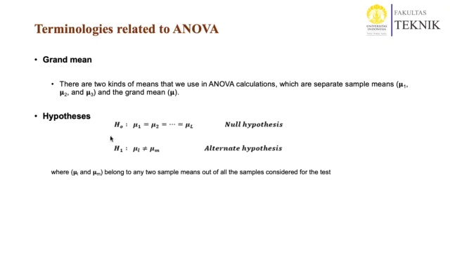Here you have the representation of the null hypothesis and alternate hypothesis, where mu L and mu M belong to any two sample means out of all the samples considered for the test. In other words, the null hypothesis states that all the sample means are equal, or the factor did not have any significant effect on the result, whereas the alternate hypothesis states that at least one of the sample means is different from the other means. So we have varied means, but we still can't tell which one specifically. For that, we will use another method that we will discuss later in this video.